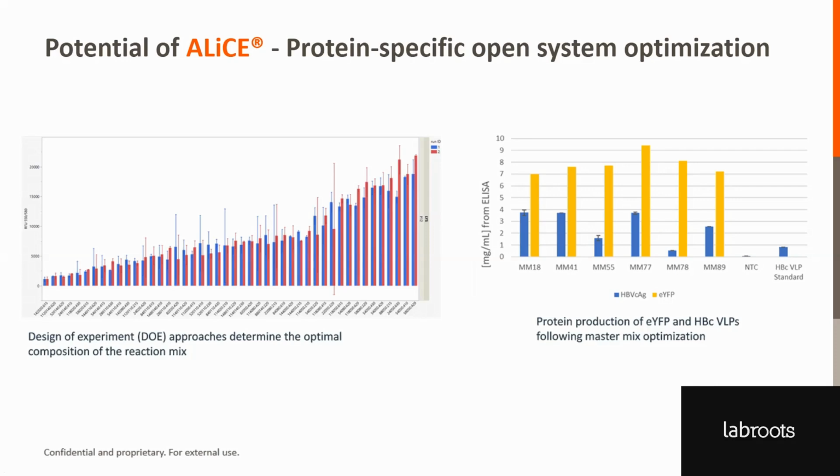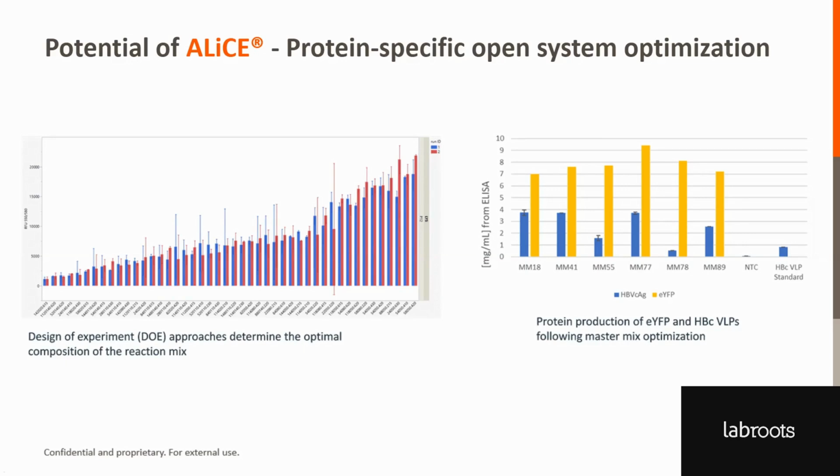Then taking that forward to a more relevant, more useful application, we can see this data from ALiCE of the hepatitis B core antigen VLP, where, using a novel format of ALiCE with a reaction mix optimized specifically for this one protein of interest, we actually moved from 0.5 milligram per milliliter up to as high as 4 milligram per milliliter. This is contrasted with EYFP in the yellow bar from a fluorescence read, where we've seen internally anywhere up to 9 milligram per milliliter EYFP.